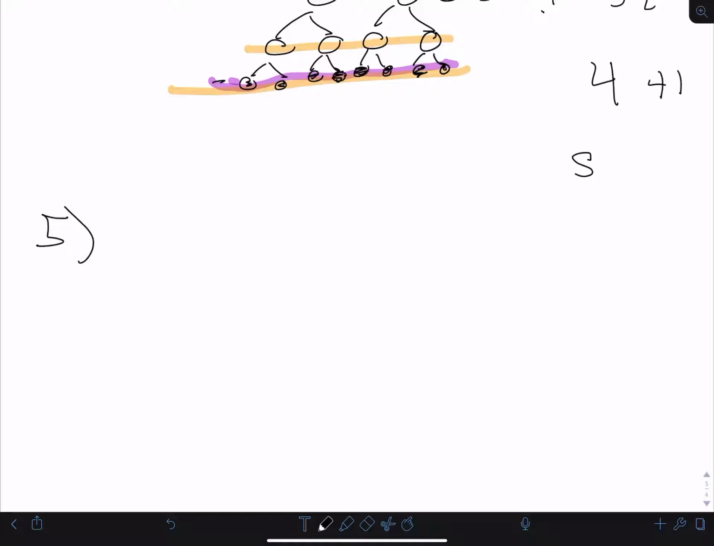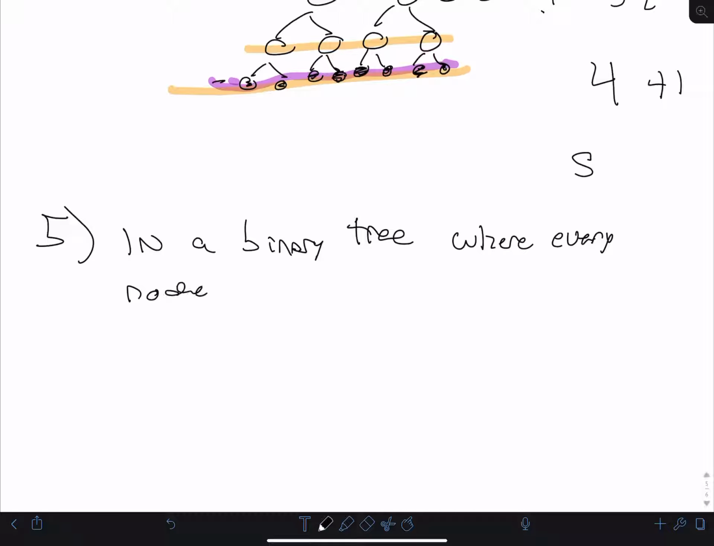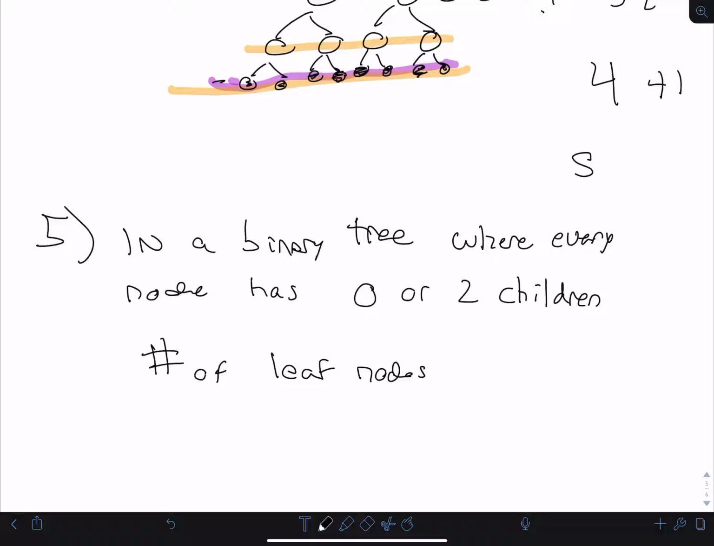Okay, 5. In a binary tree where every node has 0 or 2 children, the number of leaf nodes is always... and you'll see this will generalize later on to more.